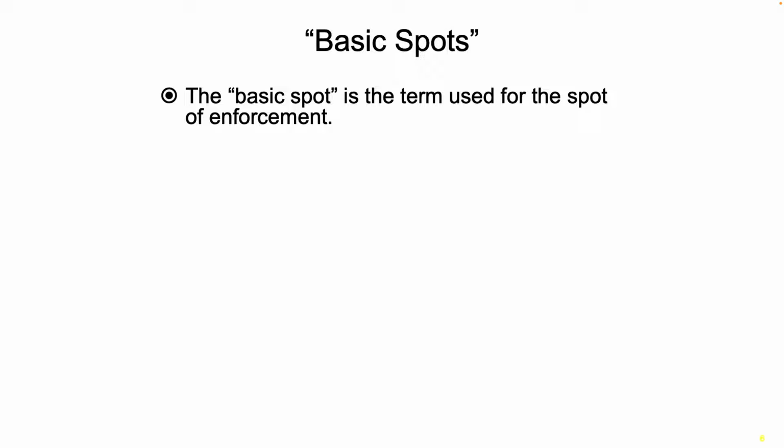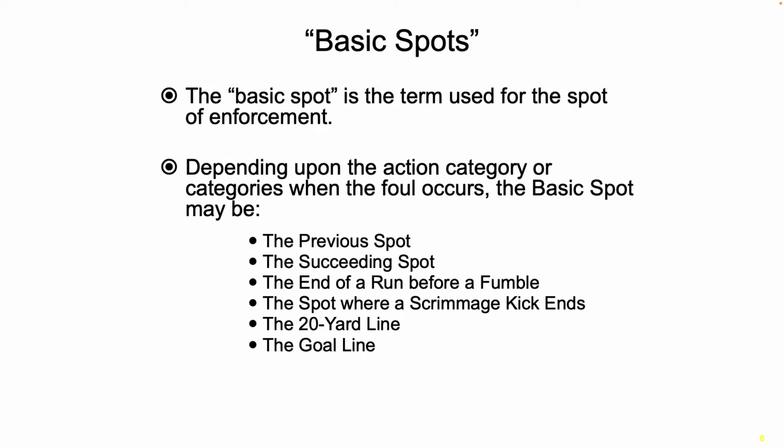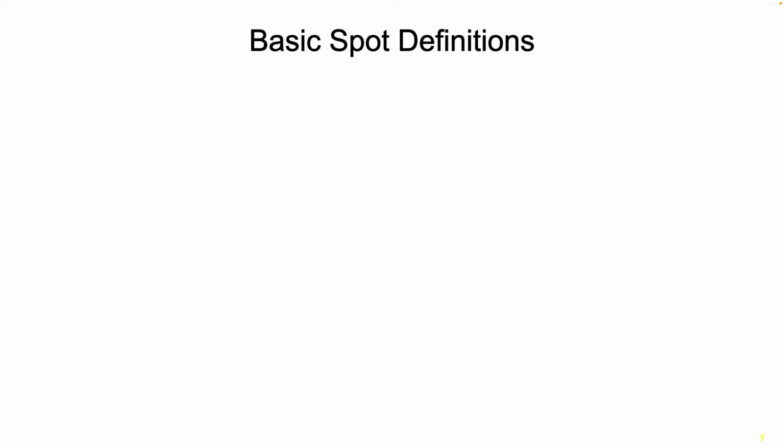The basic spot is the term we use for the spot of enforcement. Depending on the action that we just talked about, when the foul occurs, the basic spot may be the previous spot, the succeeding spot, the end of the run. We're going to talk about those 3 in this class, and then 3 more we'll talk about later on. So let's define some of these basic spots.